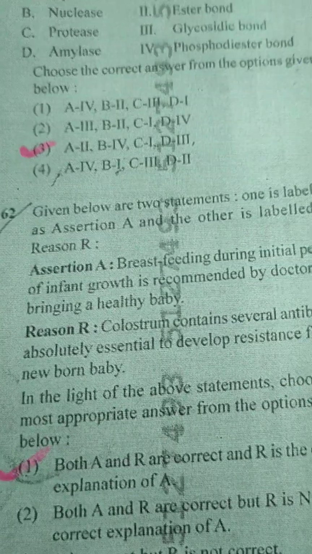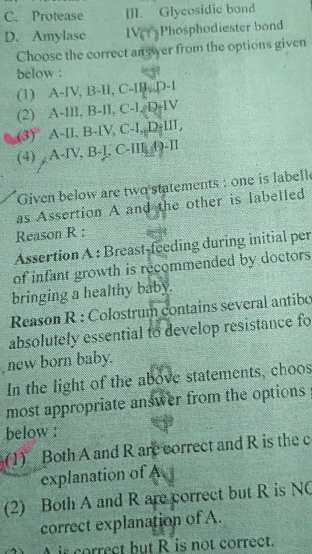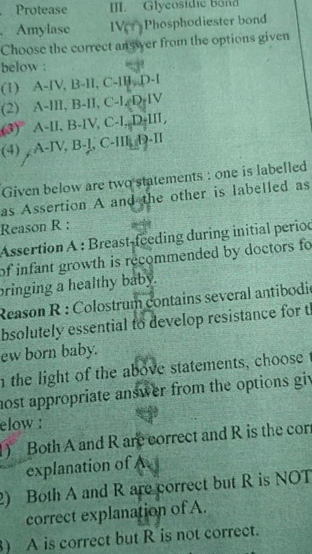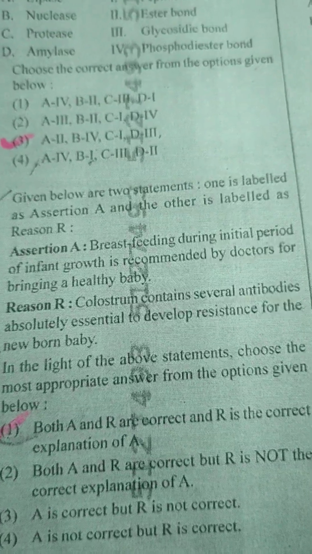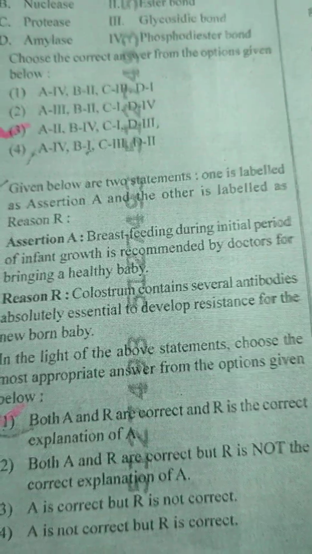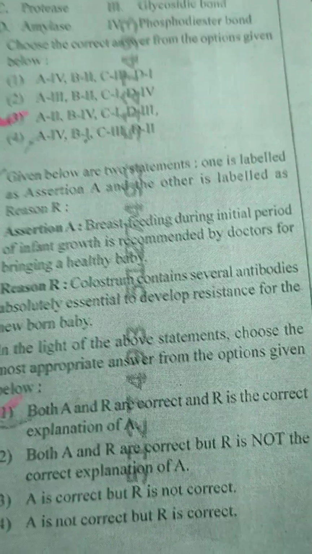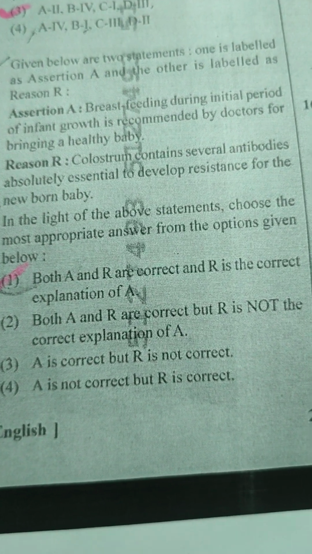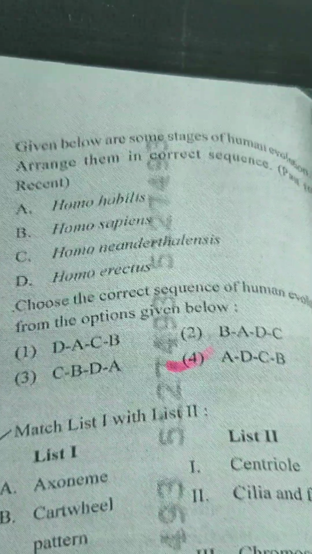Question number 162. Given below are the two statements. Assertion. Breastfeeding during the initial period of infant growth is recommended by doctors for bringing up a healthy baby. Reason. Colostrum contains several antibodies absolutely essential to develop resistance in the newborn baby. Correct answer is A and R are correct, and R is the correct explanation of A. Question number 163.